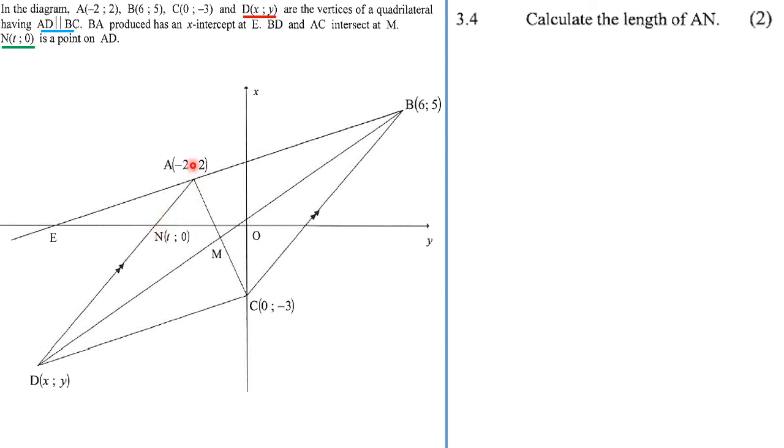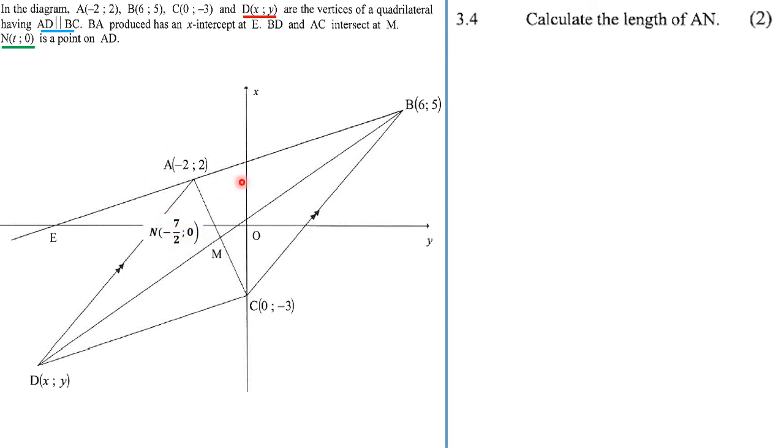As long as you know both coordinates, then you can solve. Remember, we found the value of t. It means now we know the coordinates of N. Then we can just use the distance formula. That is why it's 2 marks. Remember, t was found to be minus 7 divided by 2. So let me just put it here so that you remember.